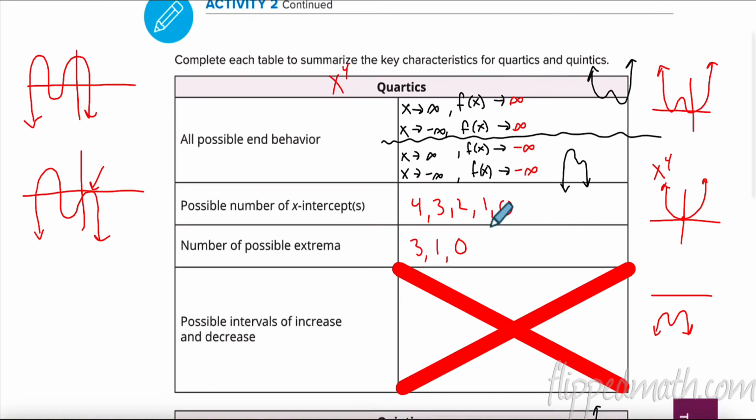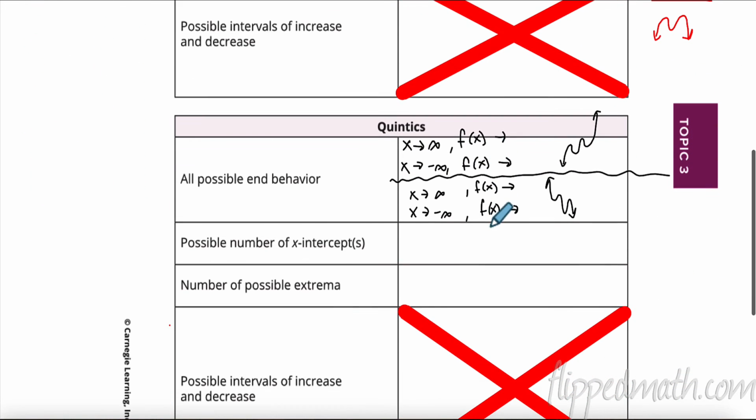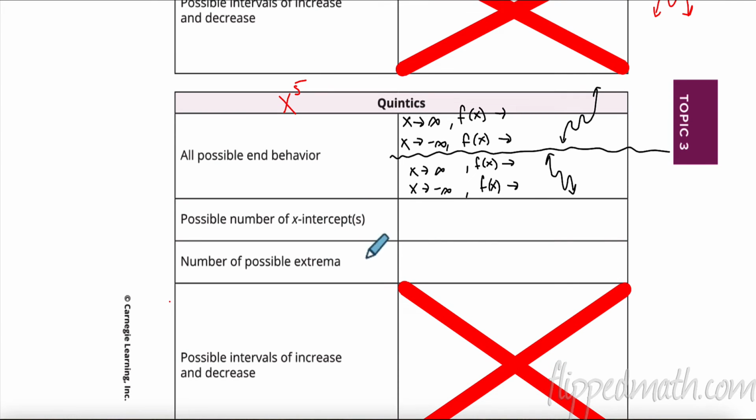All right. Let's go down to quintics. Quintics are 5th degree. All right. Hopefully by now you're figuring this out. Possible, as I go to the right, I go up. Or as I go to the left, I go down. These are range, all real numbers, right? Here, I'm going to the left, I go up. Oh, as I go to the right, I go down. As I go to the left, I go up.